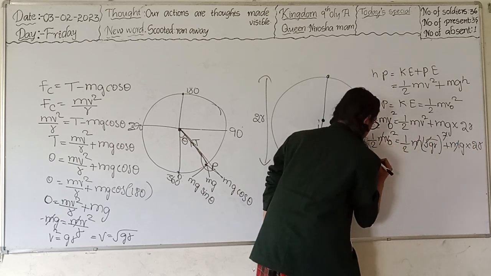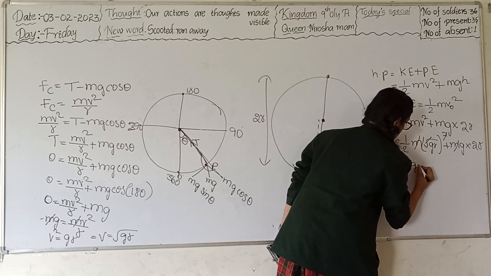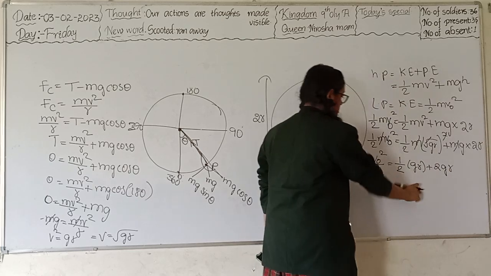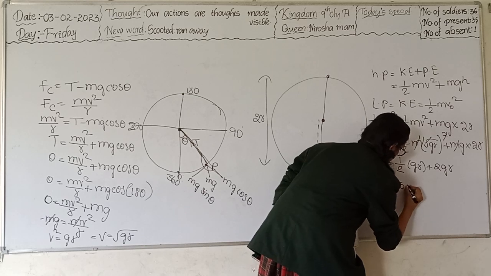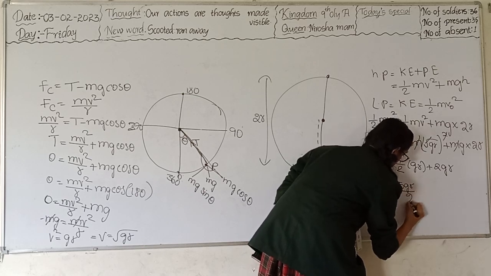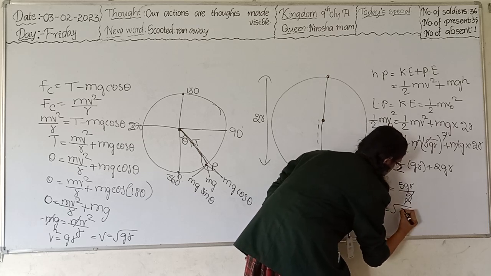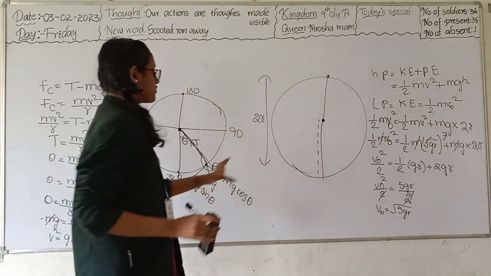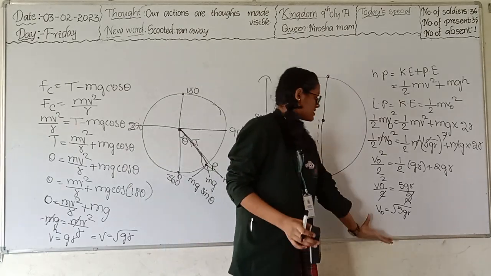So if we multiply v naught square by 2, that is equal to half gr plus 2gr. If we do cross multiplication, we get v naught square by 2 equal to 5gr by 2. So the 2 gets cancelled, and v naught is equal to root 5gr. So finally, the velocity needed for a ball to complete the rotation is root 5gr.